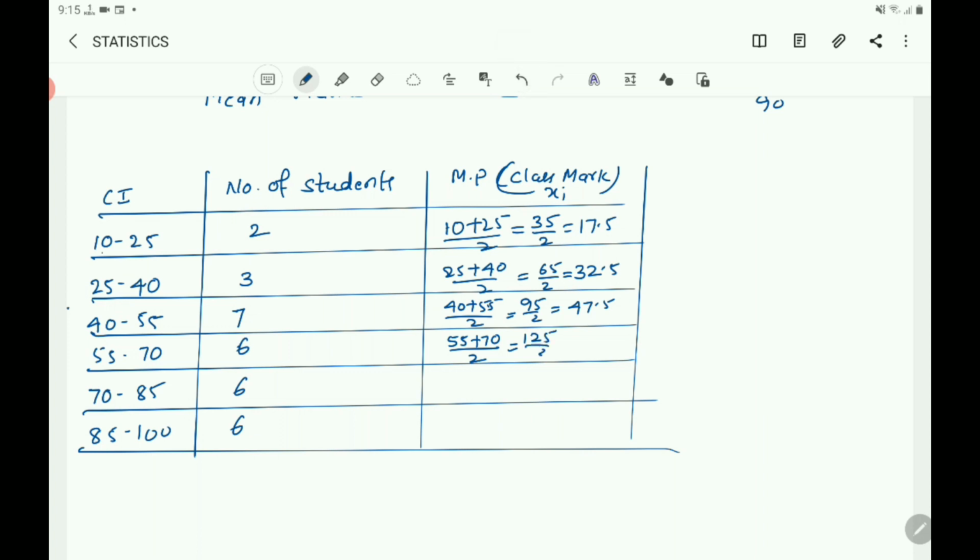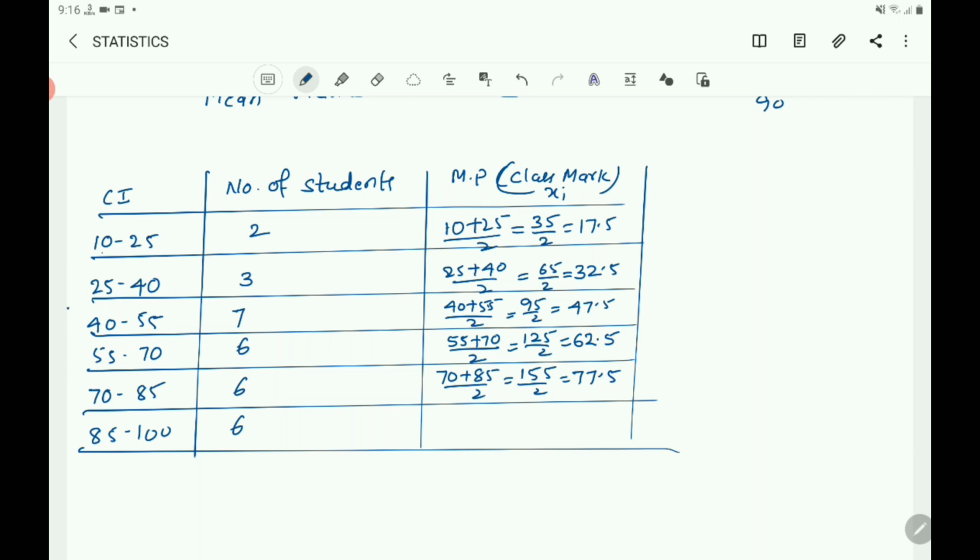125 by 2 equals 62.5. Then you take the next one, 70 plus 85 by 2, that is 155 by 2, you will get 77.5.